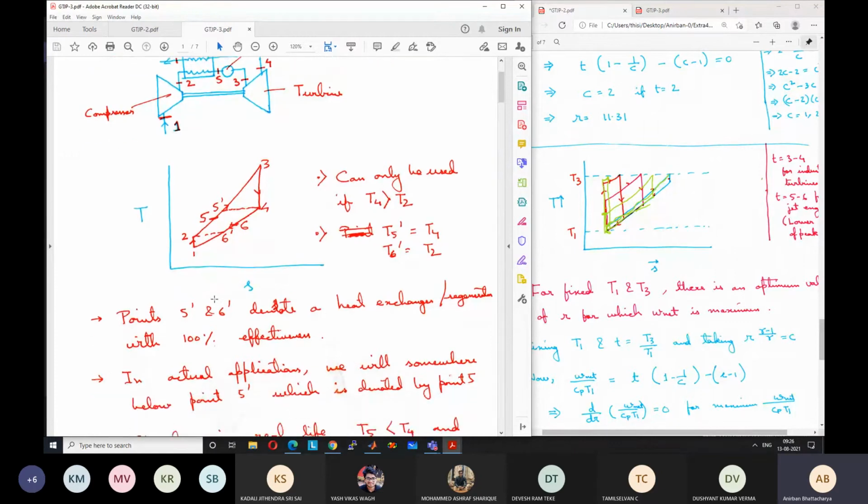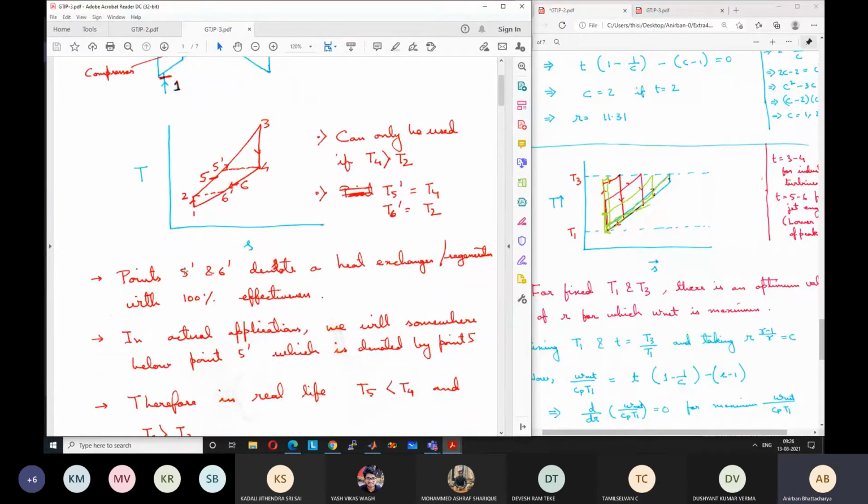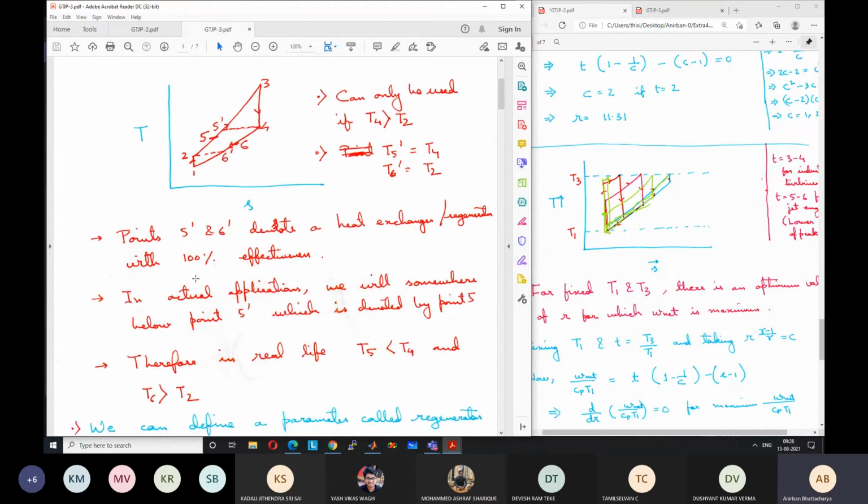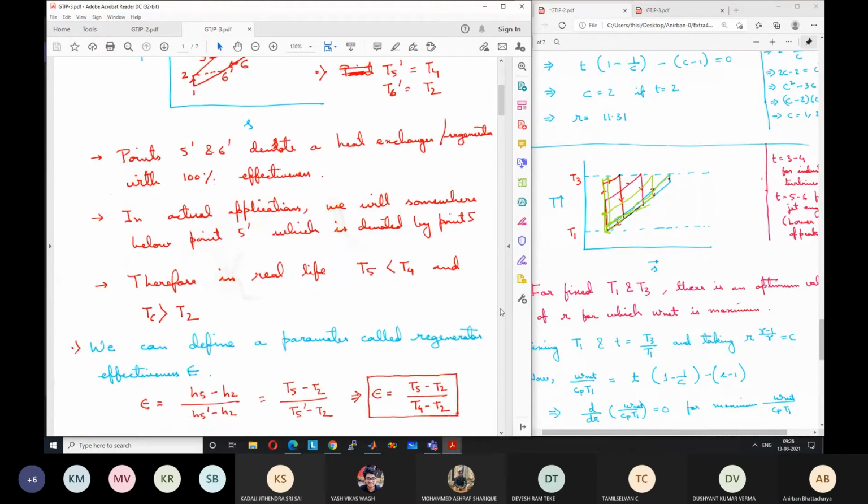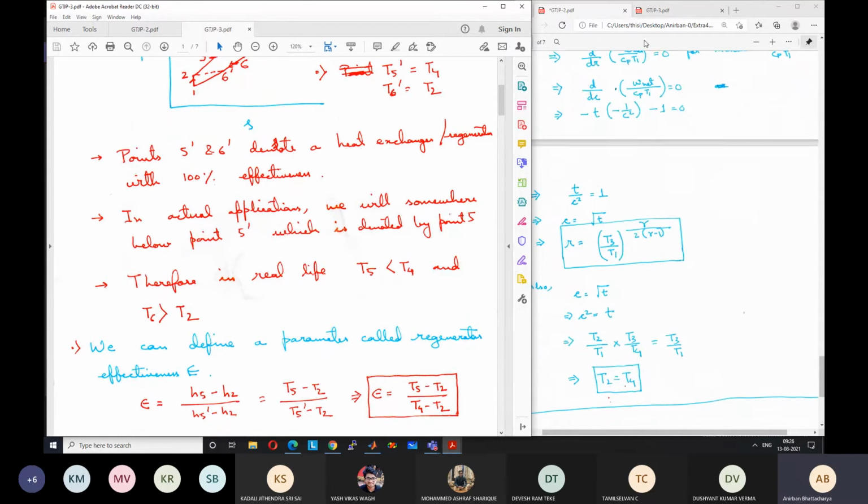Okay. So points 5 dash and 6 dash denote a heat exchanger regenerator with 100% effectiveness. In actual applications, we will be somewhere below 5 dash, which is denoted by 5. So therefore, in real life, T5 is less than T4 and T6 is greater than T2. We have already discussed this. Just keep it open here.